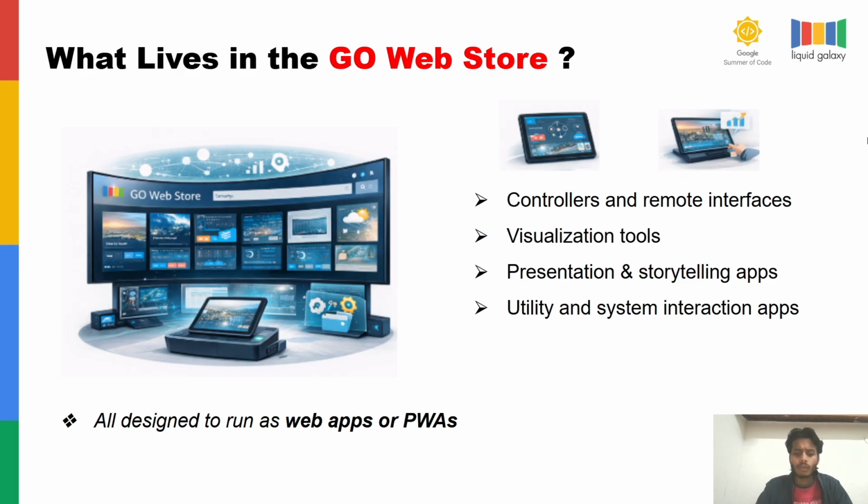The fourth category includes utility and system interaction apps. These are supporting tools that help with system interaction, monitoring, configuration, or supporting workflow. They are not always visible to the end user, but they are very important for smoother operation. Now, there is one common thing across all these applications. All of them are designed to run as web apps or progressive web apps. This is a very deliberate design choice.